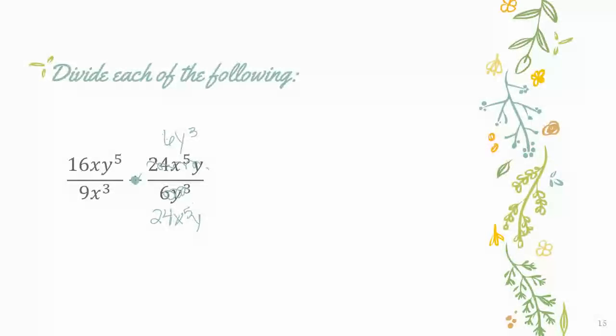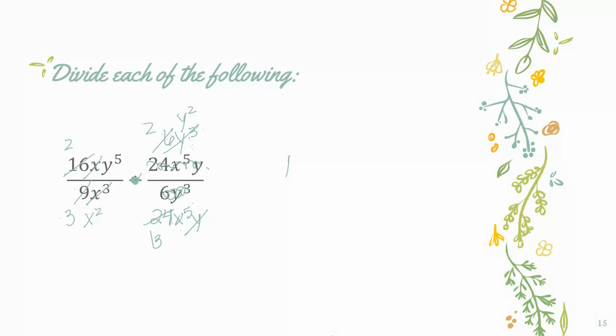So I am going to cancel, let's see, 16 and 24 can both be divided by 8. 6 and 9 can both be divided by 3. I've got 1x here, so I'm going to take 1 from there. I've got, let's see, a y cubed here and a y here, so I'm going to take 1 from there. I don't see anything else.